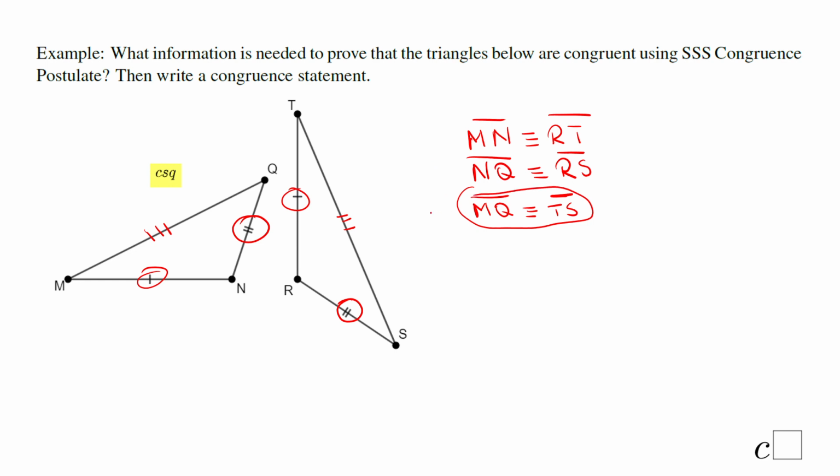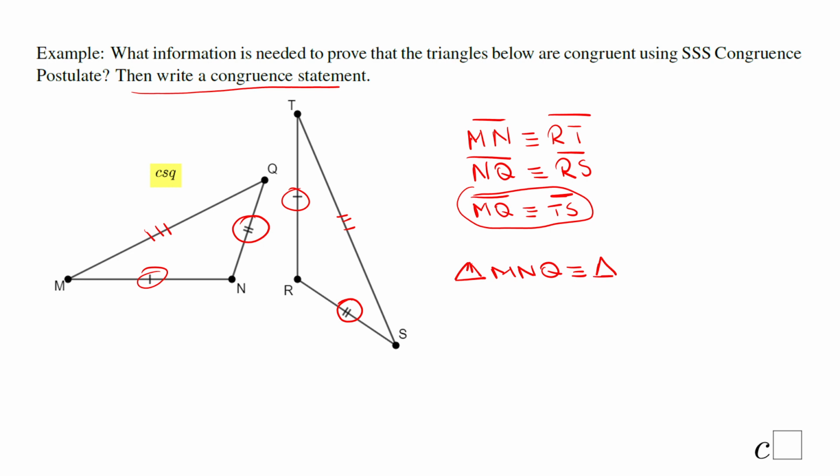Now let's go to the last part and write a congruence statement. On this one, you really have to be careful how you match the letters. So, for example, you can start anywhere with the first triangle. Let's say you say triangle MNQ. First triangle you start wherever you want.